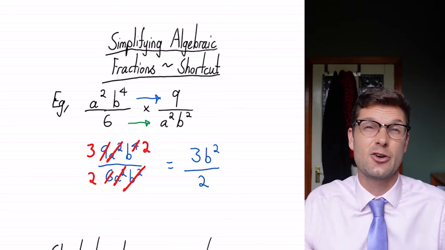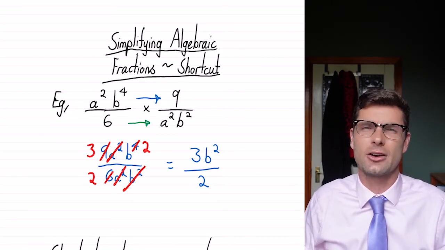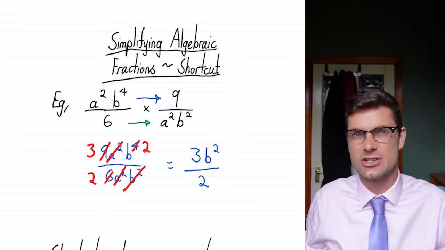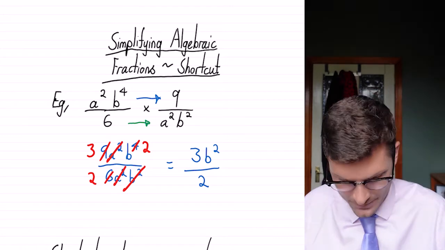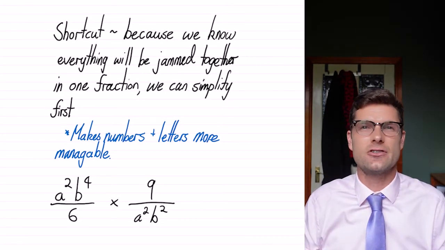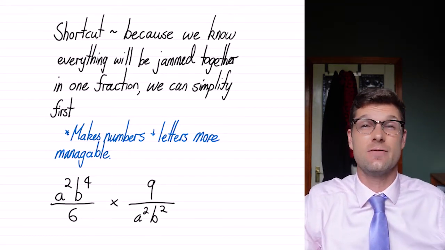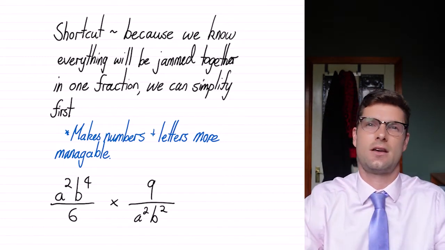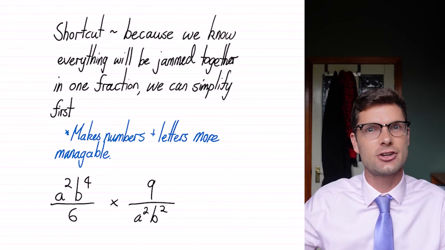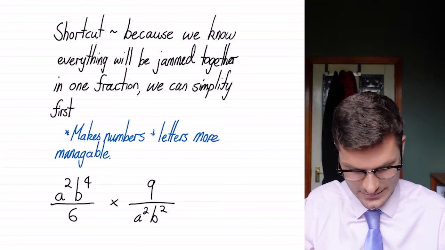So that's not too difficult, but sometimes these numbers can get really big and it makes it a little bit harder to find common factors, or there can just be heaps and heaps of letters, which just makes it hard to keep track of what's where. So the shortcut, because we know we're just jamming everything together on the top and then jamming everything together on the bottom, we can do the simplification first across our fractions. So even though there's something on a different fraction, if they're multiplied together, we can simplify at the start.